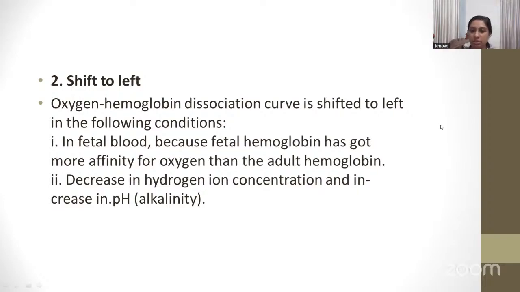And a decrease in hydrogen concentration means a decrease in carbon dioxide content and an increase in pH or alkalinity. All this means a decrease in carbon dioxide content or an increased partial pressure of oxygen. So that will lead to a shift to the left of the oxygen hemoglobin dissociation curve.